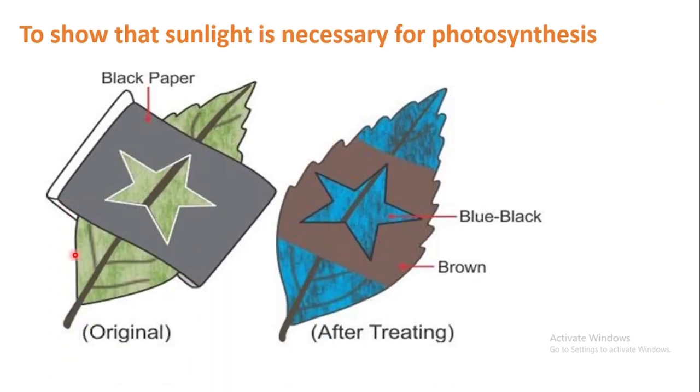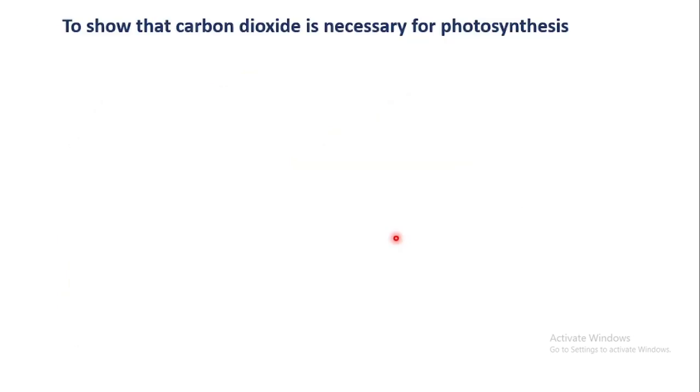Now, see this diagram. This is the leaf, how it was. Now after the iodine test, only this part turned blue-black and this part remained brown. Clear to you? Now the next experiment is to show that carbon dioxide is necessary for photosynthesis.